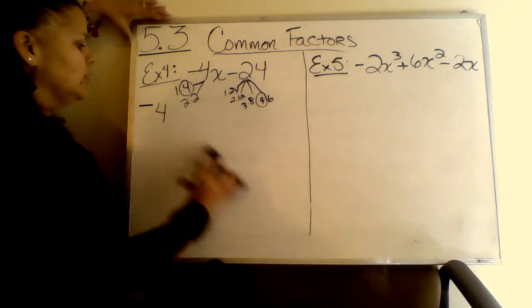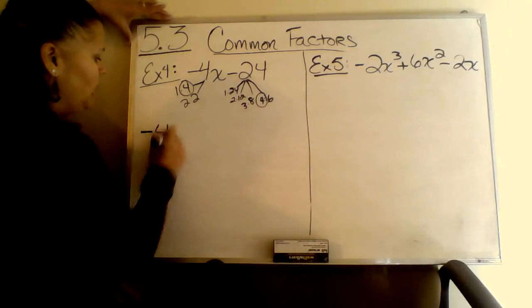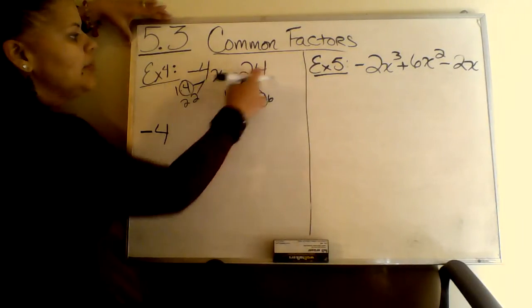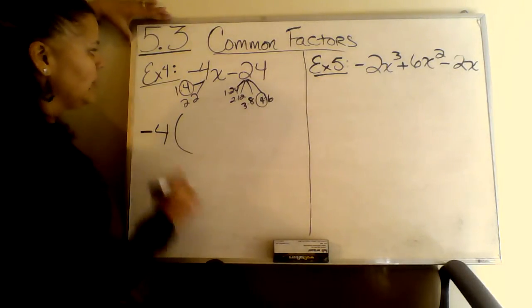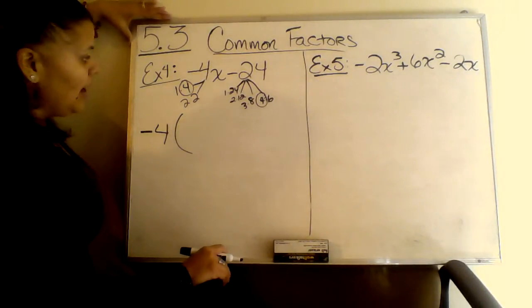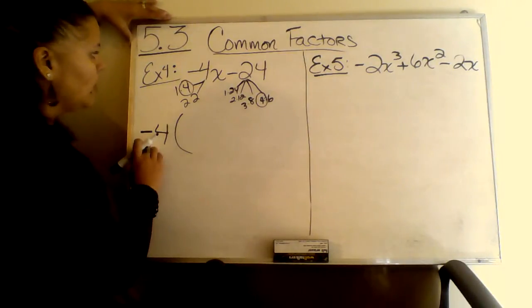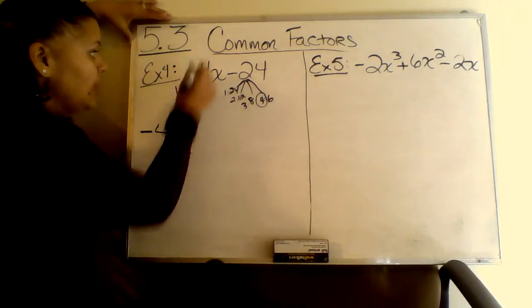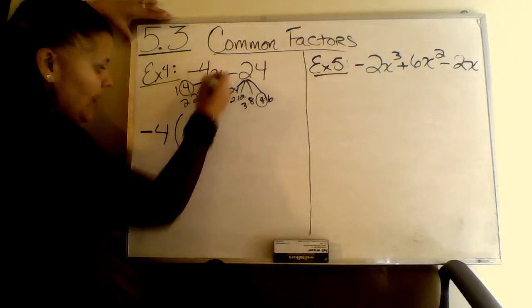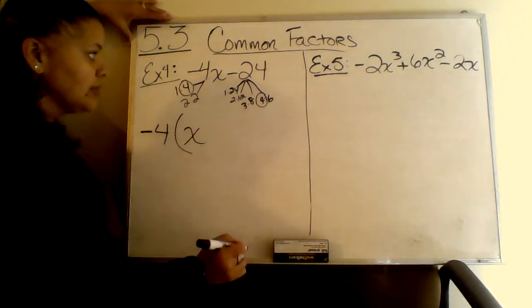Okay, let me move this a little down. Add that negative and the 4. Now, do they have an x in common? No, so we leave that. So far we just pulled out a negative 4. So now I have to think, how did I get from negative 4 to negative 4x? What am I missing? I have the negative 4. Negative 4 times x is negative 4x. So there we go.